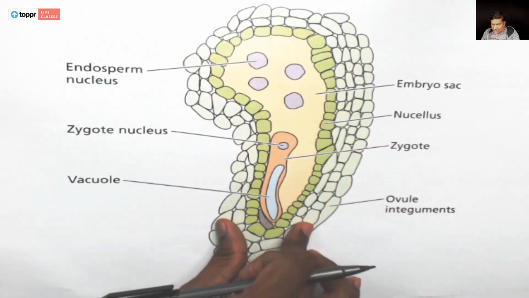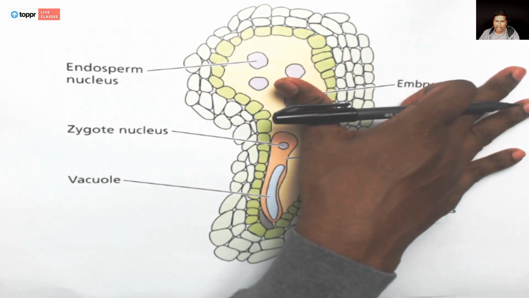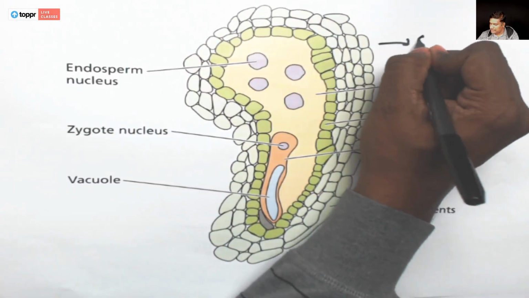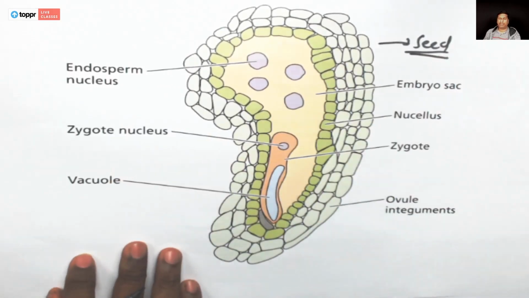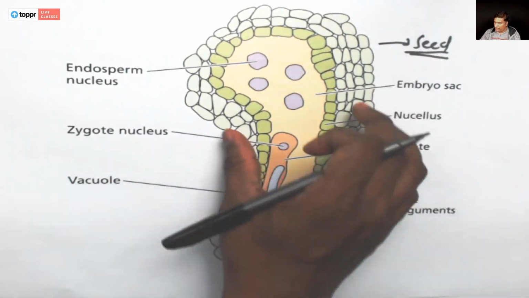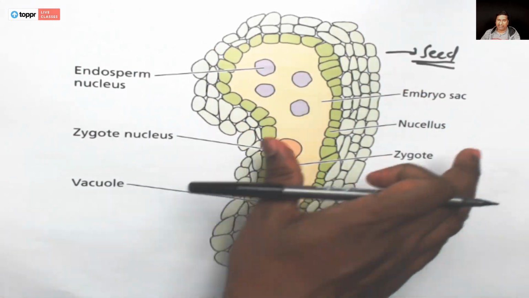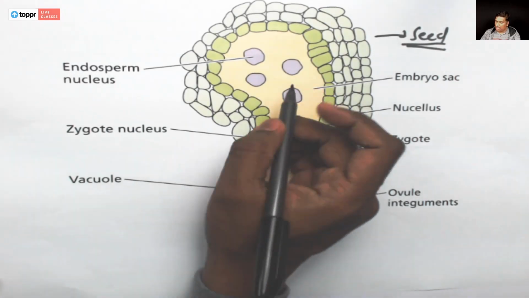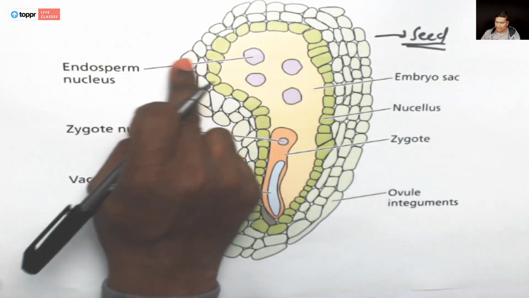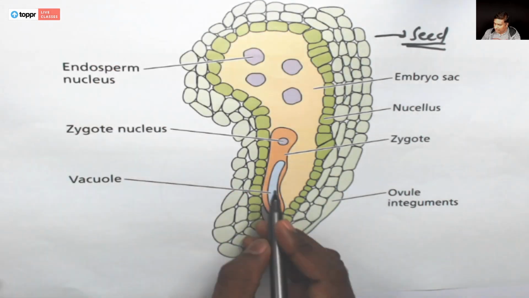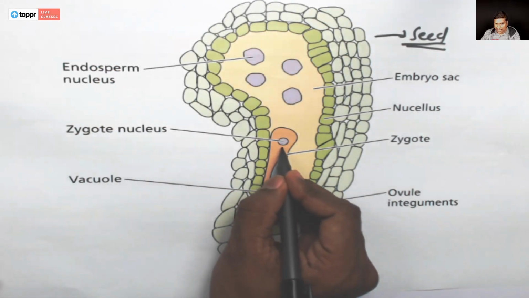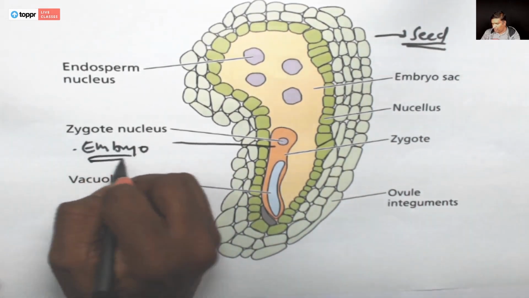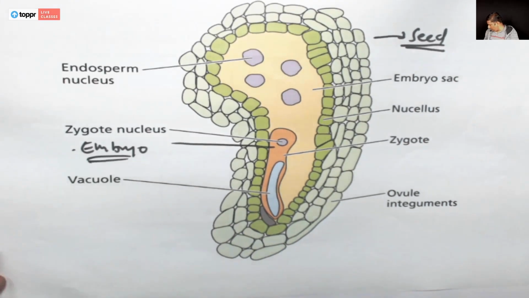This is the ovule. This entire ovule will develop into a seed. When the outer layer is developing into a seed, the inner layers are also growing. This part will grow into a mature endosperm, and this zygote which is there will start to grow into an embryo. So this is what happens.